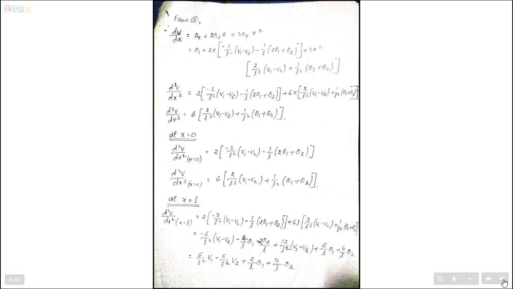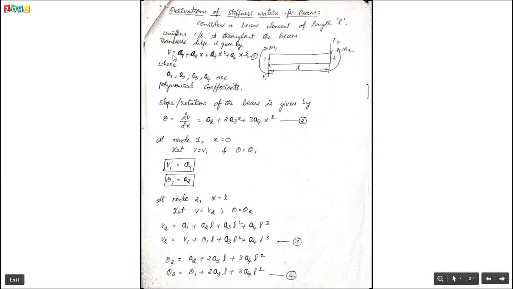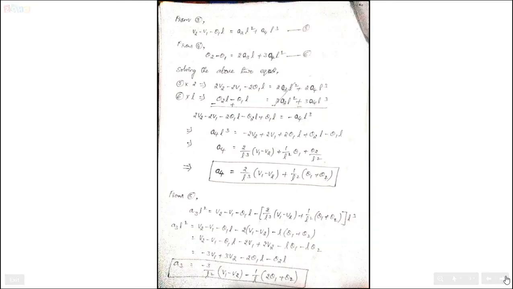Next, we know the polynomial equation, so that is the v value. You know very well about the polynomial equation, the v value. You have to differentiate it. So dv by dx, this is the equation we got: a2 plus 2a3 x plus 3a4 x square. So you have to substitute the a3 and a4 values into this equation. So theta 1 plus 2x into the a3 value plus 3x square into the a4 value.